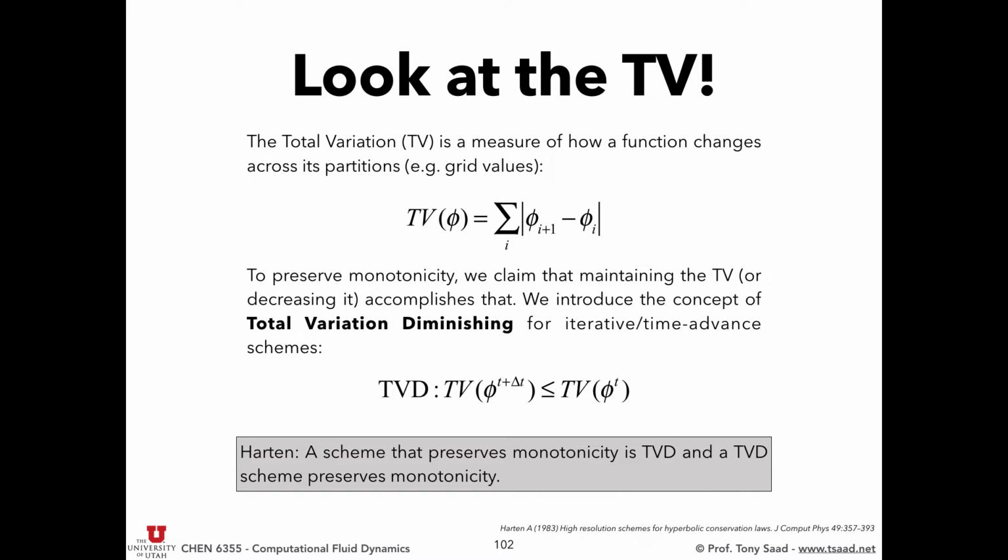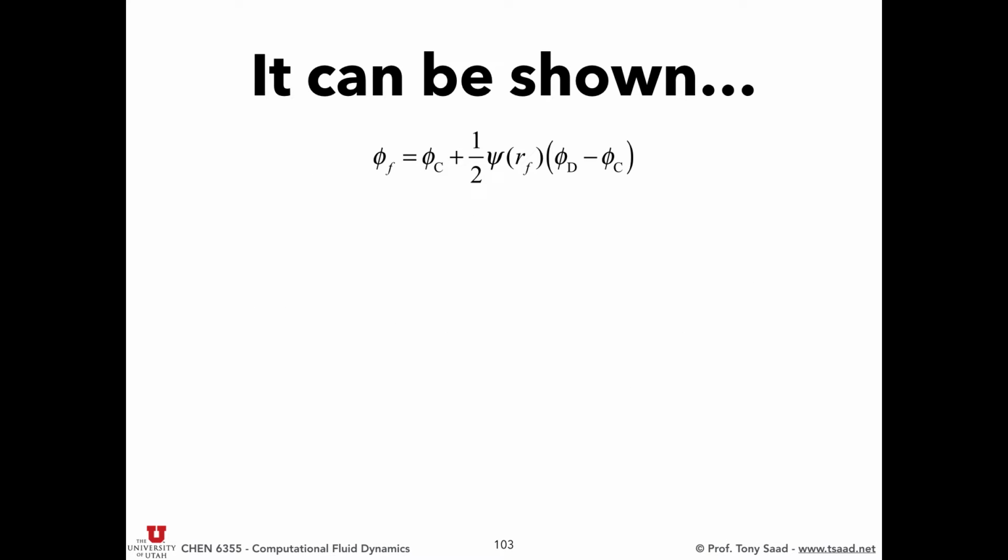Because we don't have a tangible touch on monotonicity, but we can use the definition of the TVD. So if we can develop a scheme that preserves this property, then we make sure that it's going to preserve monotonicity. And again, without boring you with the math, maybe we can do this as a homework problem. It's pretty easy actually to prove.